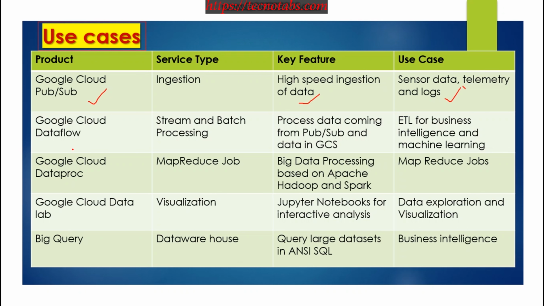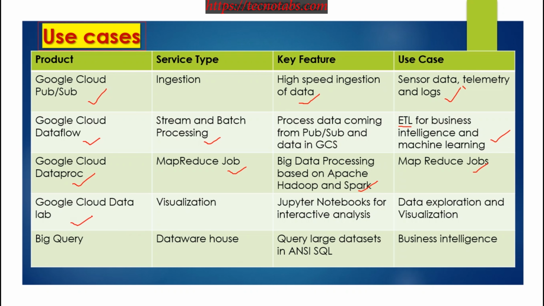Okay. Now the cloud Dataflow, it can be used for stream and batch processing. So the data that you get from the PubSub, that can be used for ingesting into the cloud Dataflow, where it can be used for performing business intelligence and machine learning operations. So this ETL here stands for extract, transform, and load. The next is the Dataproc, which is basically used for the MapReduce jobs, and it is widely used with Apache Hadoop and Spark. So use case can be the MapReduce jobs.